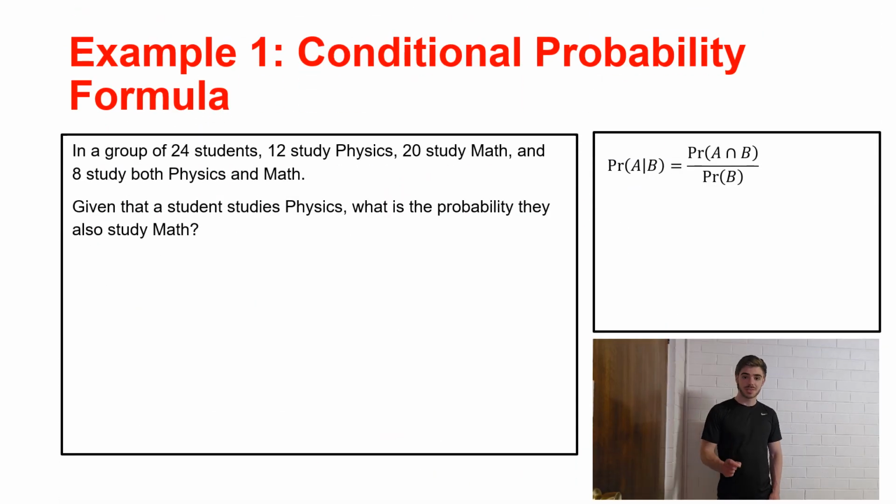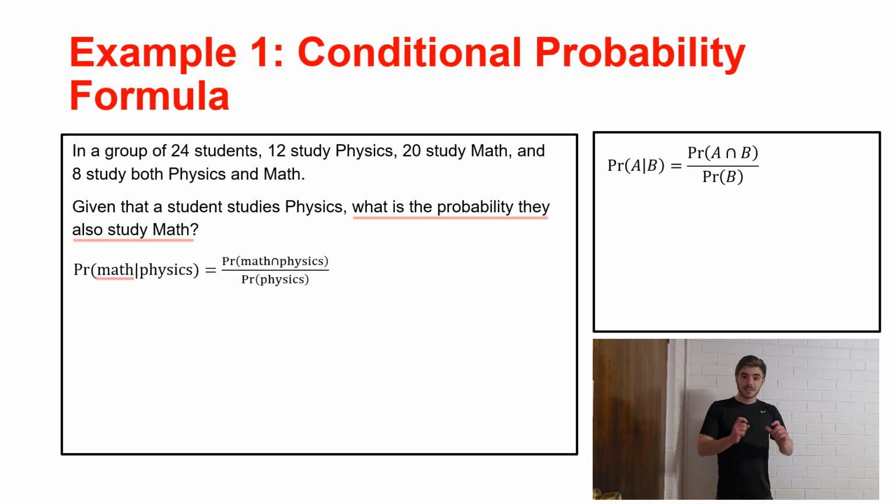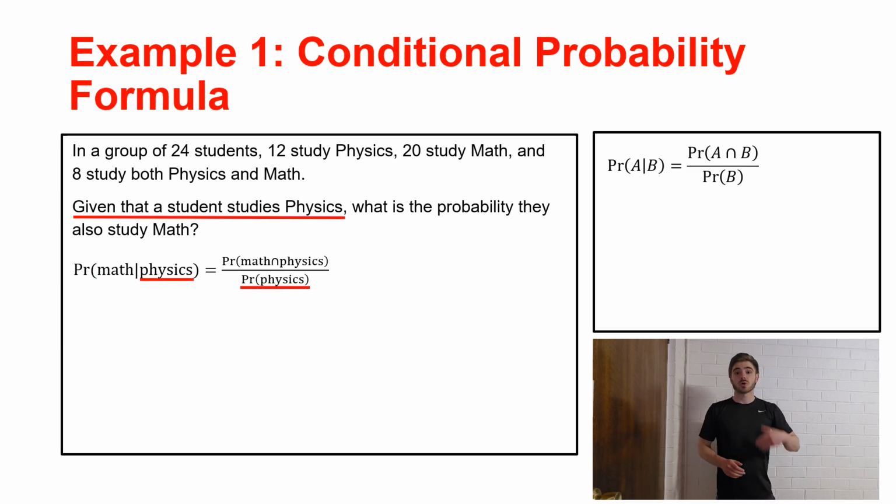So let's try to use that conditional probability formula. In this case, we're looking at students that study different subjects. We know this is a conditional probability question because of that keyword, given. Anytime we want to find the probability of something after something else has already happened, that's conditional probability. So let's set up the equation. In this case, studying math is the thing we want to find the probability of, so it goes on the left. And the conditional is studying physics, so it's going to go on the right and in the denominator. We just need to find both terms on that right-hand side.